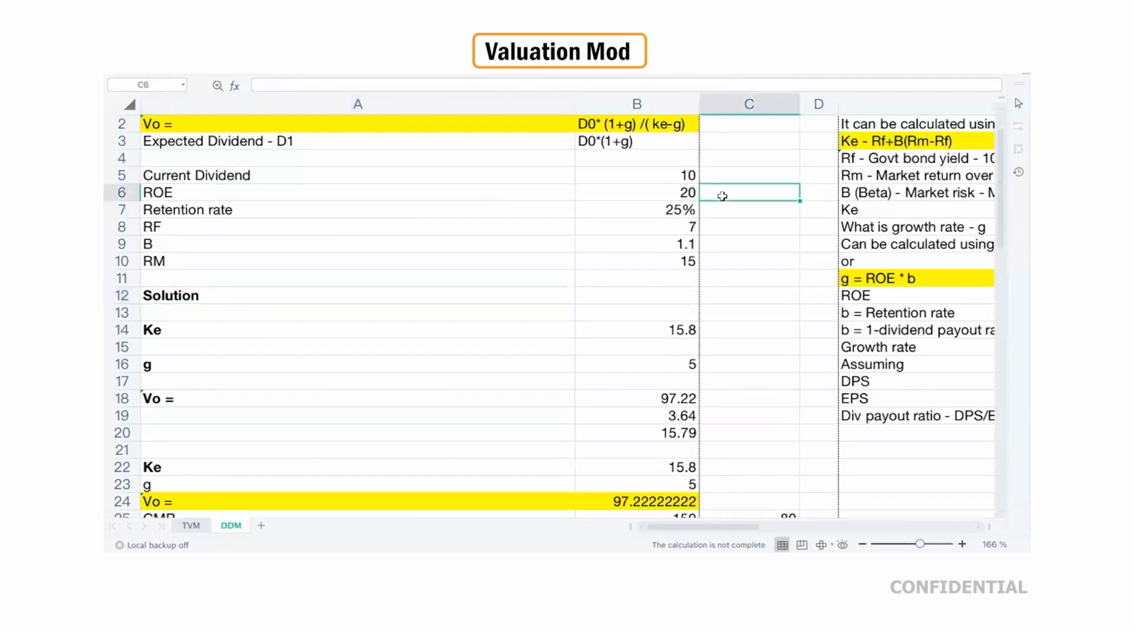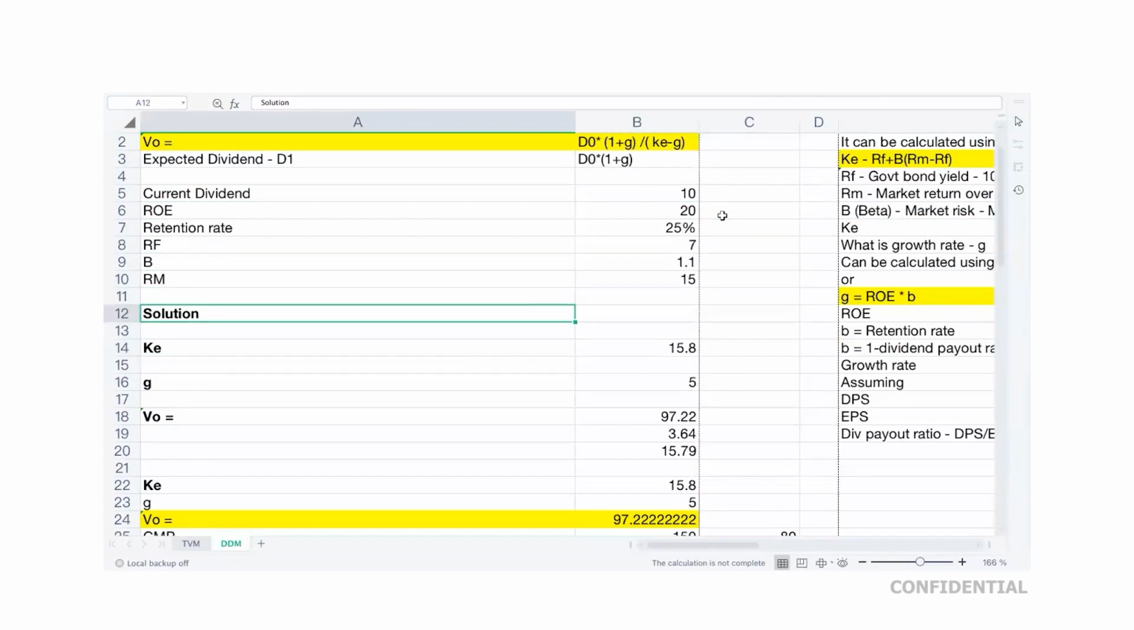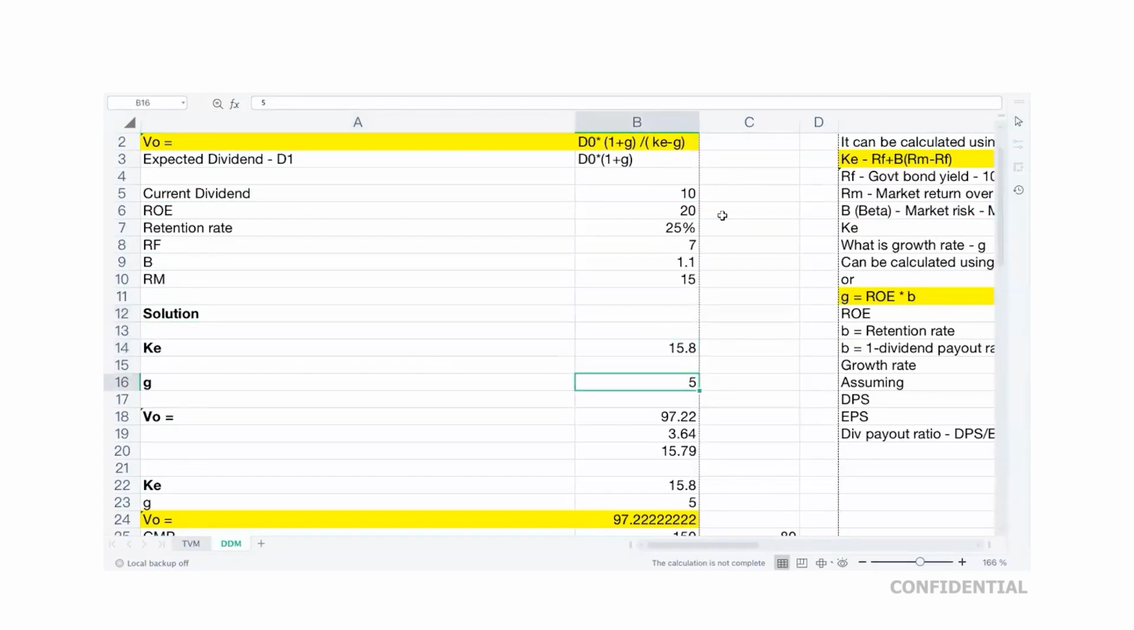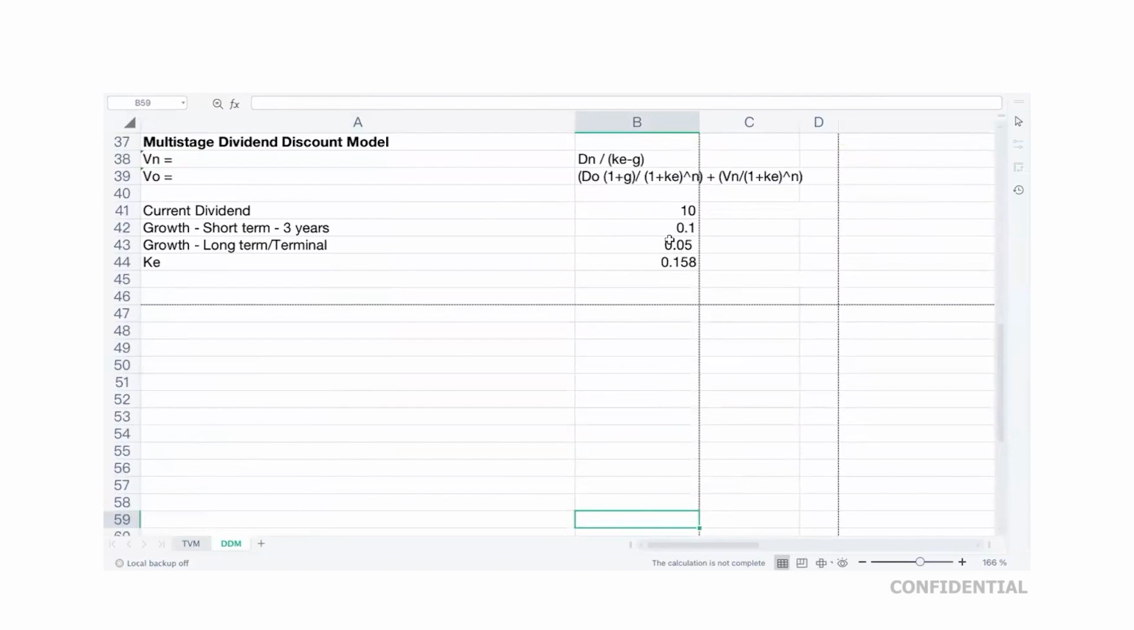In this valuation model we had an assumption that there is only a single growth rate of 5%. Today we are going to see a variation in the growth rate, where we take two growth rates: a short-term growth rate of 10%, and thereafter, till the company exists, a growth rate of 5%. So we are taking two growth rates for different years. Till the third year the company will grow by 10%, and as the company matures it will grow at a lower rate of 5%.